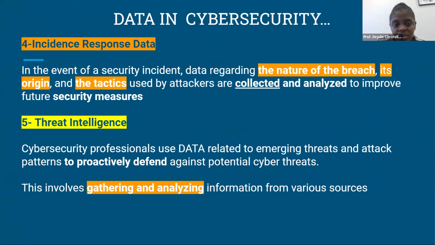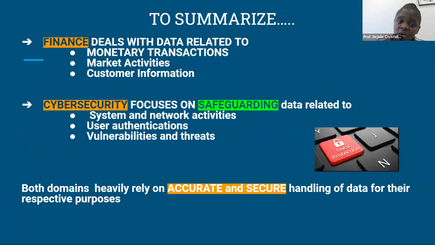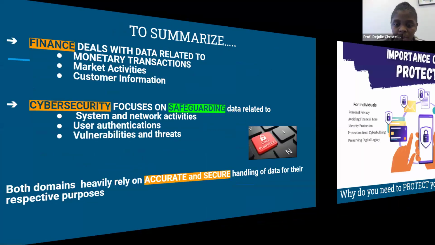So I mentioned this, and everything can be analyzed, and based on the analysis, sometimes they reach conclusions. Finance deals with data related to monetary transactions, market activities, and customer information. Cybersecurity focuses on what? Safeguarding data related to system and network activity, user authentication, vulnerabilities, and threats. Both domains heavily rely on accurate and secure handling of data for their respective purposes.